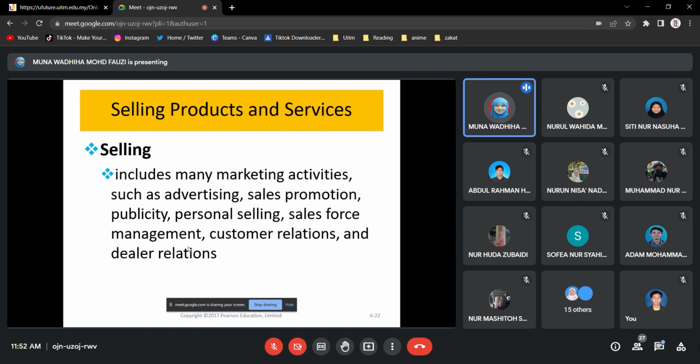So when we talk about selling, it's not only stuck with the parties of marketer and customer, but it may also include the other participation of the dealer, the wholesaler, and also the retailer.